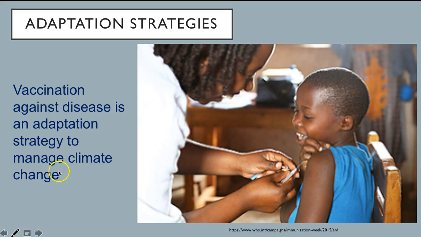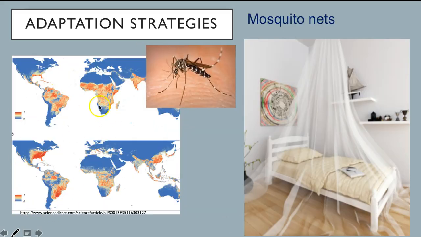Vaccination against disease is an adaptation strategy to manage climate change that results in disease that may be shifting north due to changing temperatures, or may be a result of extreme weather events or water scarcity. In this image, you can see, in response to climate change, that there is a northward shift of mosquitoes carrying dengue fever. An adaptation strategy to prevent dengue fever is the use of mosquito nets.